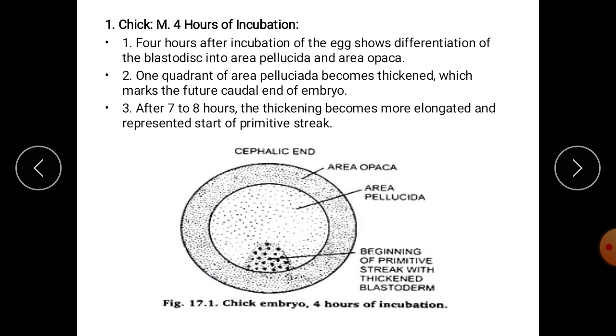So next, 4 hours incubation, that only we are discussing. After laying, the egg is incubated by its parent. So at 4 hours incubation, how would it be? 4 hours after incubation of the egg shows differentiation of blastodisc into area pellucida and area opaca. So differentiation of area pellucida and area opaca can be seen.